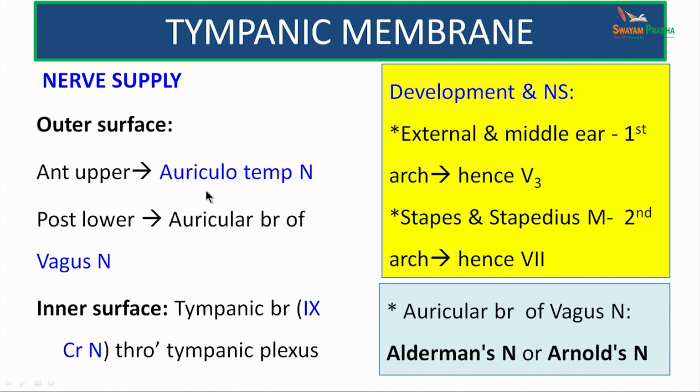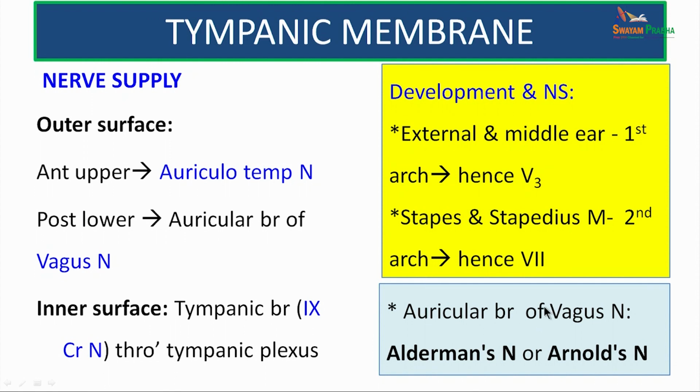To correlate the development and the nerve supply, it is to be noted the external and middle ear develop from the first arch cartilage, which justifies it having branches from the mandibular division of the trigeminal. The stapes and the stapedius muscle are developed from the second arch, and so they are supplied by the facial nerve.